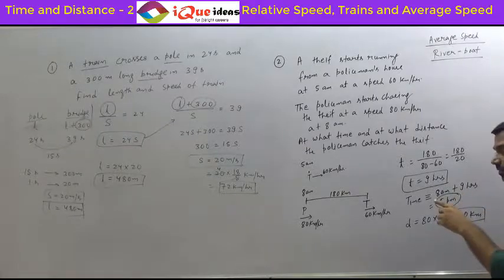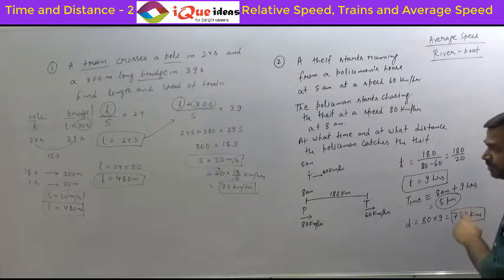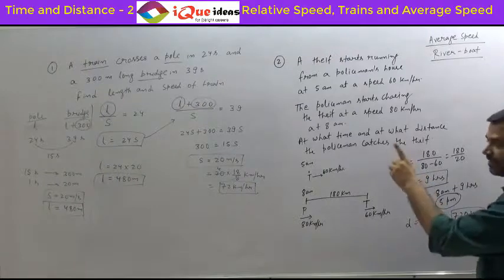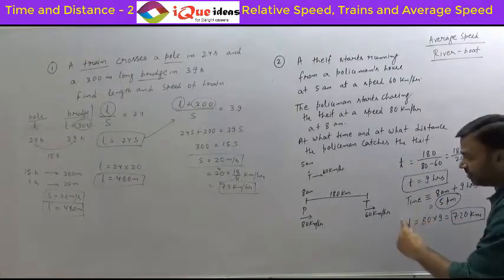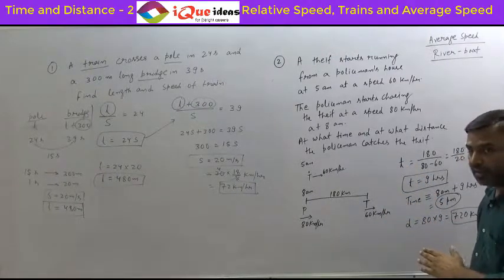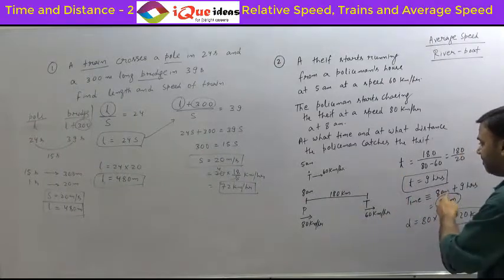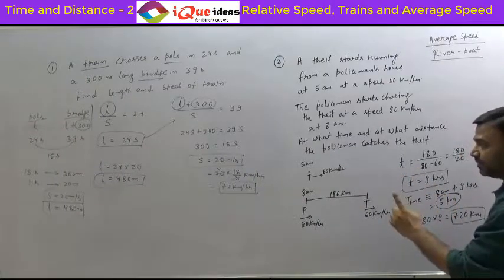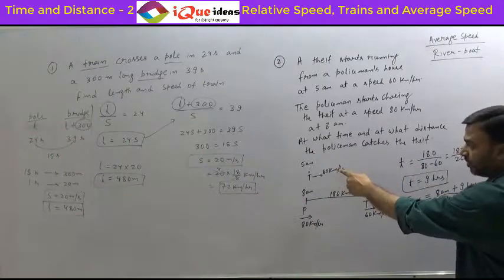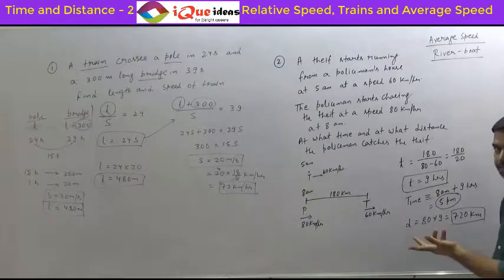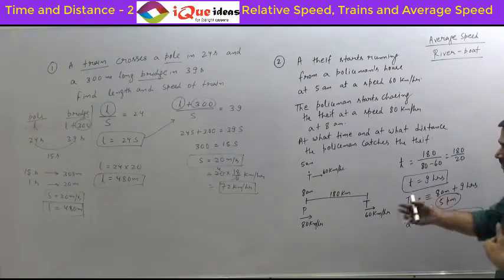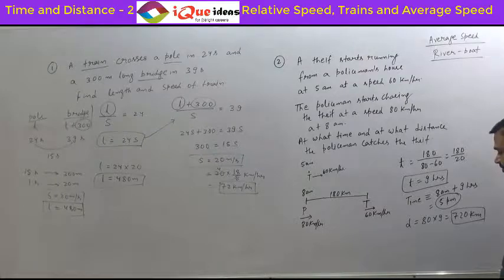You can calculate with the help of the speed of the thief as well. The only thing is, the thief has started at 5 a.m. So the total time for which the thief has run is 5 a.m. to 5 p.m., which is 12 hours. So if you multiply 12 hours into 60 km per hour, you will get the same distance. Obviously, right? The total distance traveled by both of them has to be the same. So the distance is 720 kilometers. The moment is 5 p.m.